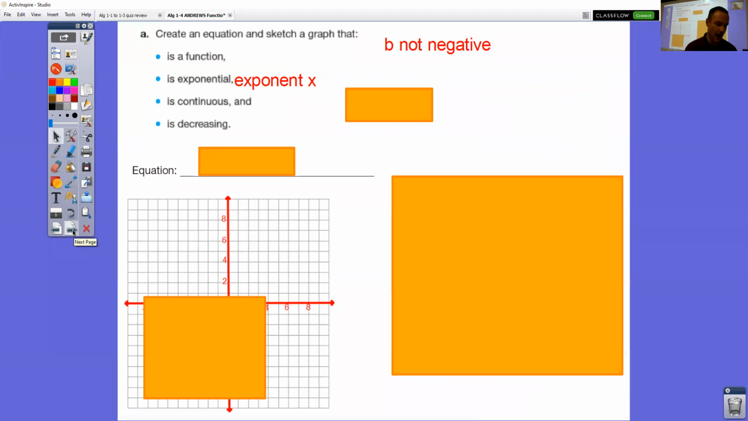So what you're going to have to do on your homework today is you're going to have to create your own graphs, all right? Now, when you go and do this, it's a little bit weird, all right? So we want this one. It is a function. It's exponential. That means we're going to have an exponent as an x. It's continuous and it's decreasing. Well, since it's decreasing, first of all, we want the exponential function family. So we want an equation that looks like this, a times b to the x.